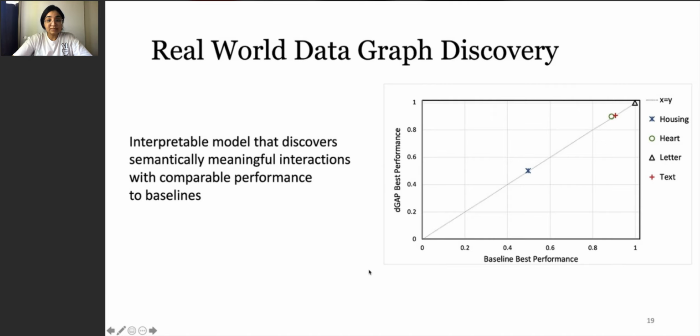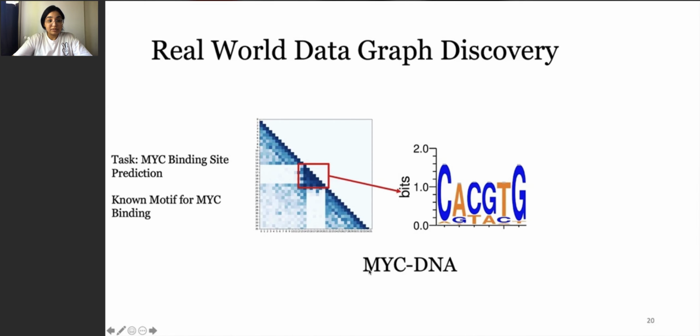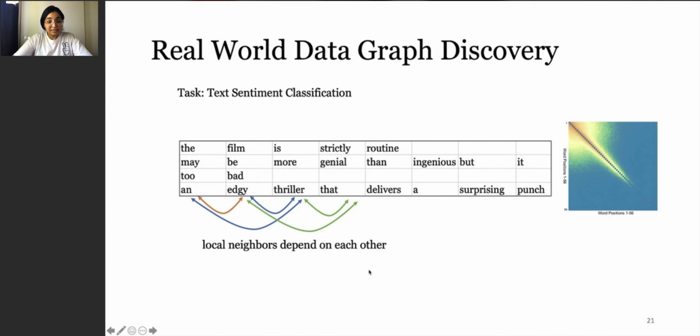to its baselines. For example, on the transcription factor binding dataset, DGAP discovers a cluster of densely connected nodes that actually corresponds to a known motif for MYC binding. On text dataset, we observe a general relationship that local neighbors depend on each other.